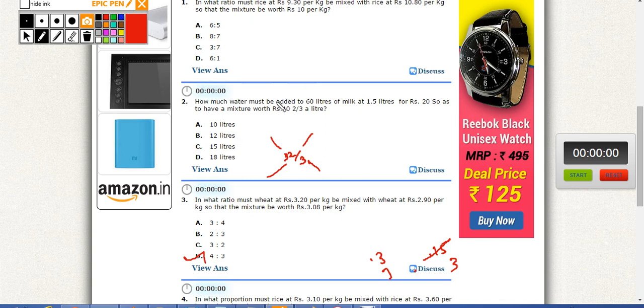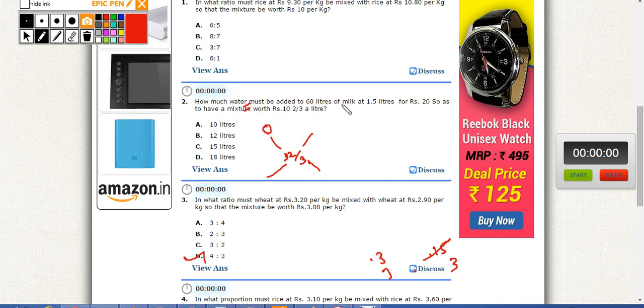Let's see. Must be how much water. Okay, you'll be adding water here. So what's going to be the cost of water? 0, right? Water costs you nothing. Let's just assume water costs nothing. Let's not think about Bisleri water and this and that. Let's just assume that water costs nothing, so 0 rupees.